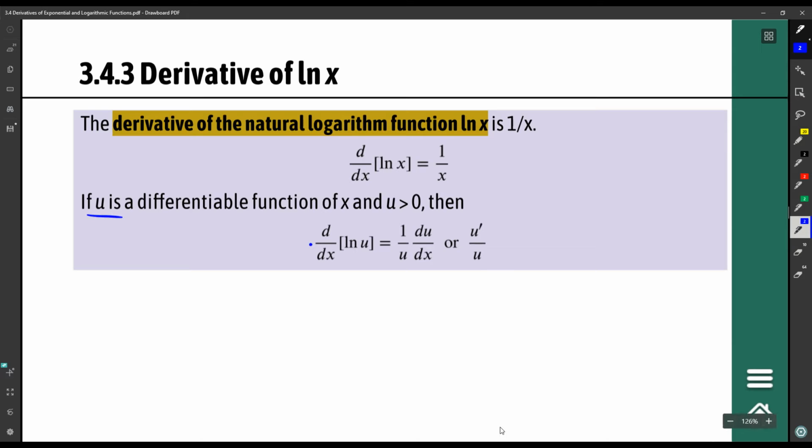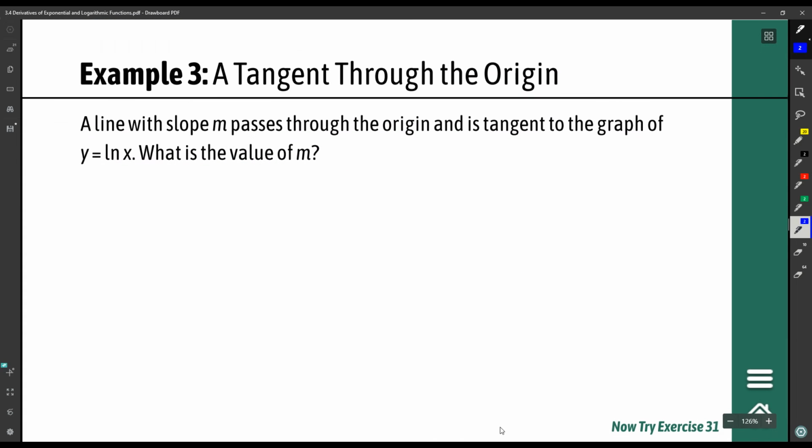And then by the chain rule, if u is a differentiable function of x and u is positive, the derivative with respect to x of the natural log of u is 1 over u times du/dx. Or some students like to remember this as u prime over u. Let's see this in action.